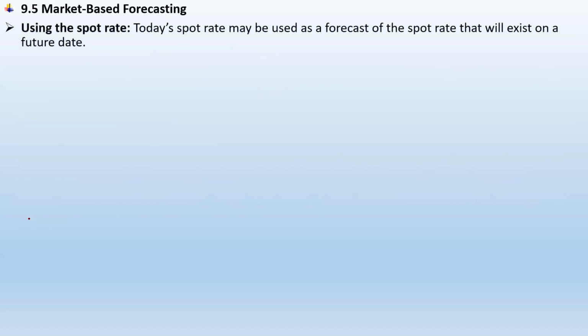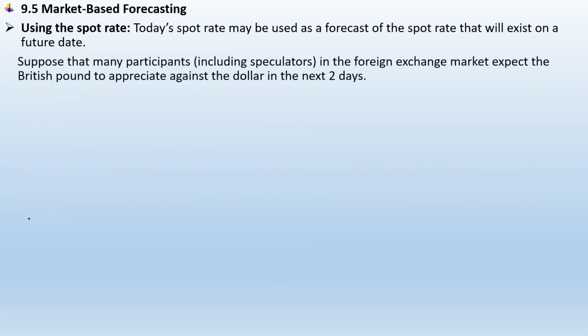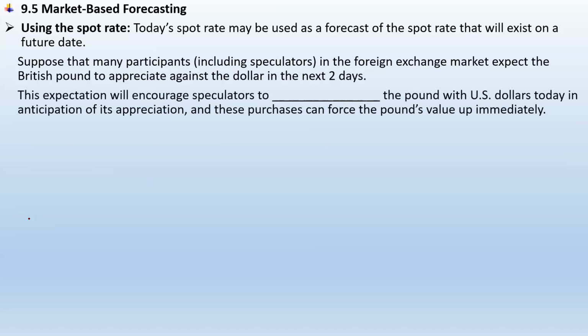The last technique is called market-based forecasting. Basically, we can use either the spot rate or the forward rate as a forecast value. Here is the rationale behind this theory. If there are a lot of participants in the market, including speculators, and they expect that the British pound will appreciate against the US dollar in the next 2 days, the speculator will think, okay, I will hold the British pound and wait for 2 days, and then I sell them and make a profit.